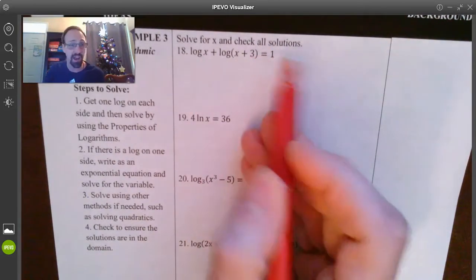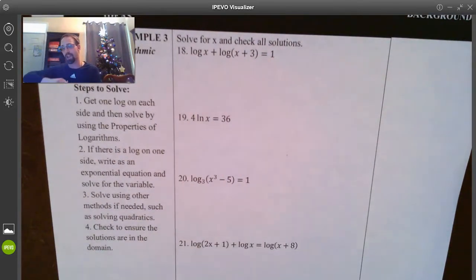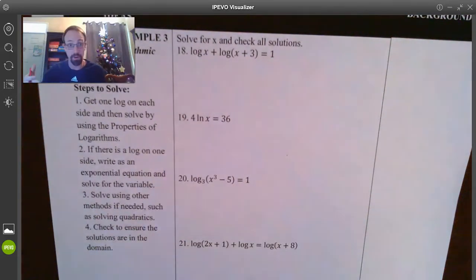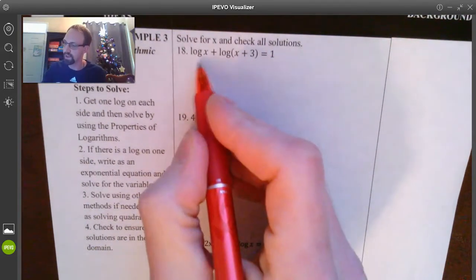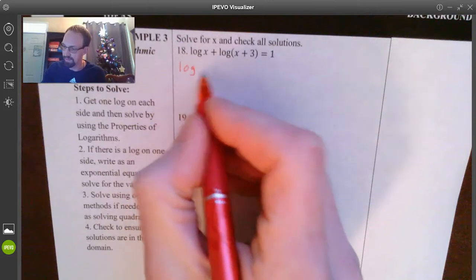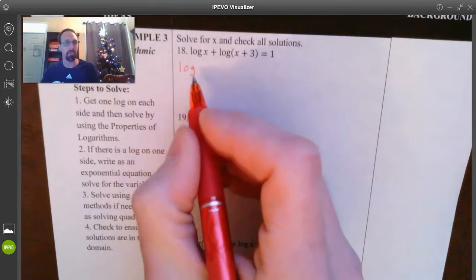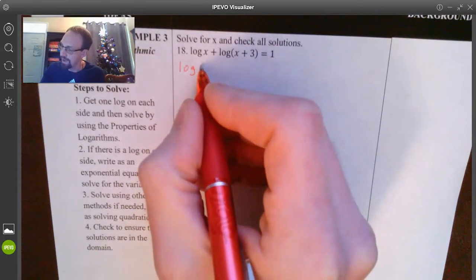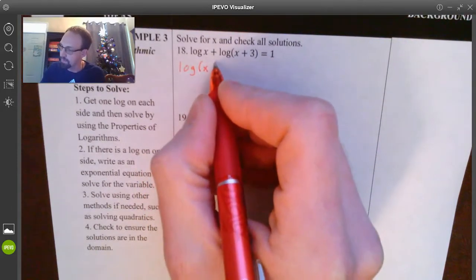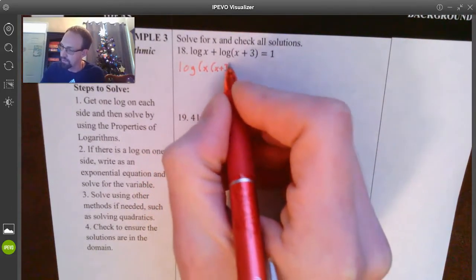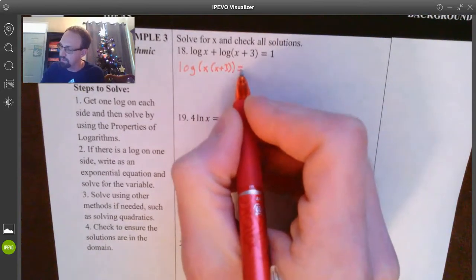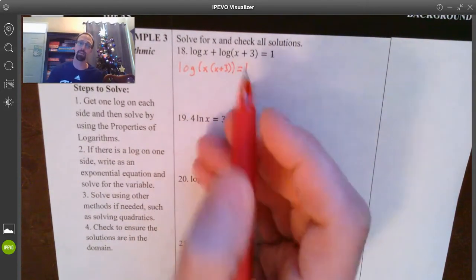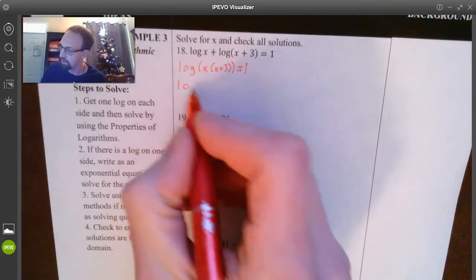Solve for x and check all solutions. That's an important part that we do want to check all solutions. We want to condense this into a single log, similar to the properties we talked about earlier. We can do that by saying log base 10. I called out the base, even though there's no base written there. It is log base 10 of x times x plus 3, which is equal to 1, because they have the same base: this is log base 10 of x and this is log base 10 of x plus 3.